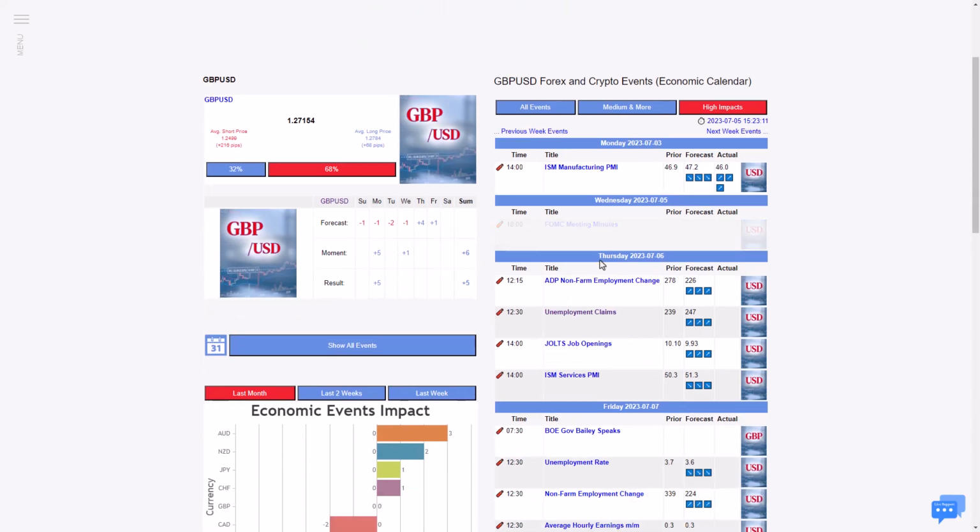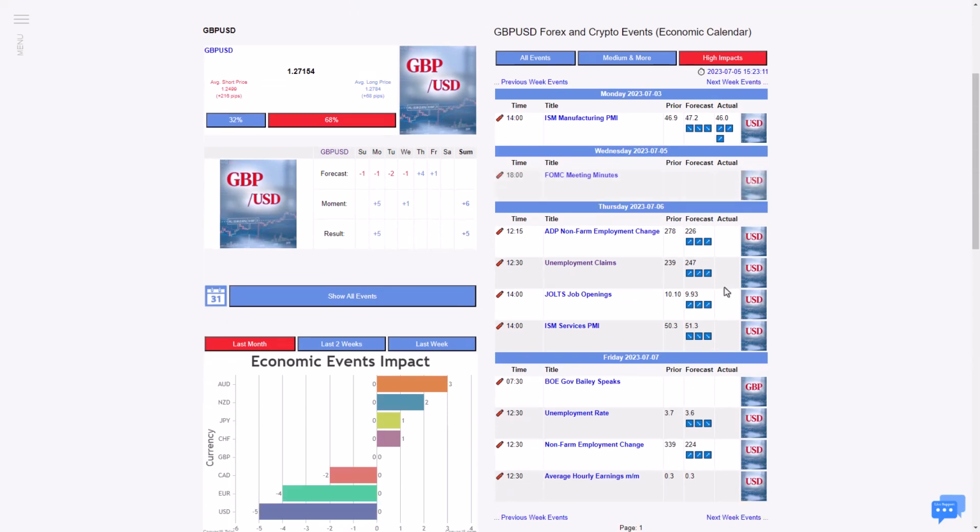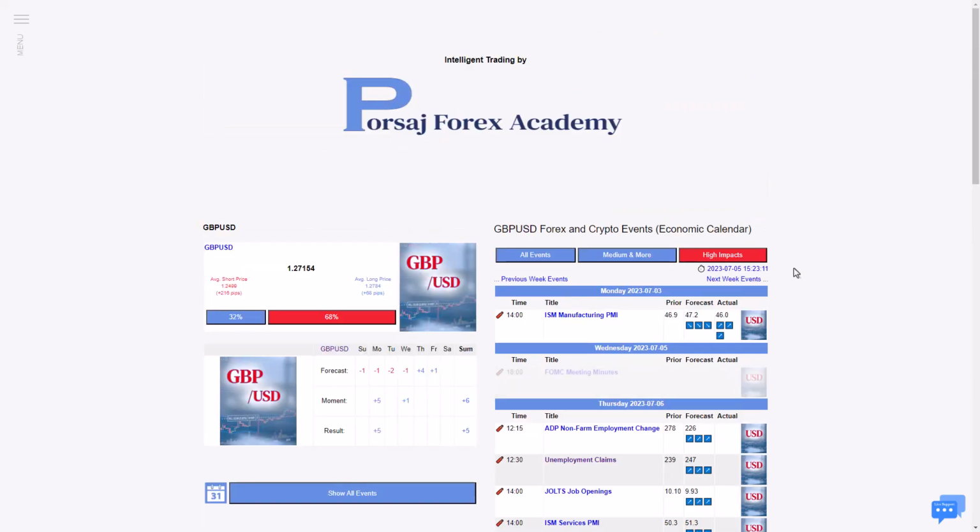And for the next day, on Thursday, we have a lot of news that are going to help the positive movement of this currency with their positive impacts. But as you all know me, I don't believe in news, so let's head to the chart and see what we have.